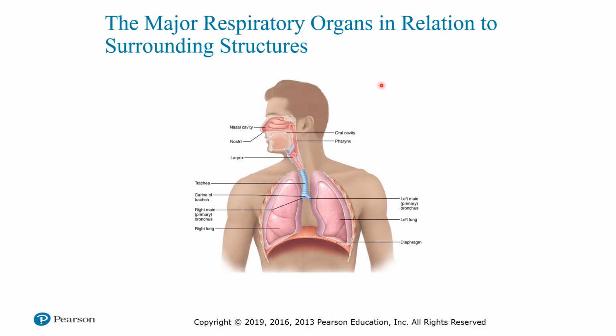This figure shows where different parts of the respiratory system are. So this is the nose and the nasal cavity, and then this is the pharynx, and then after the pharynx there is the larynx, and after the larynx there is the trachea, and then this trachea divides into two bronchi, and these are the lungs lying in the upper thorax on each side.